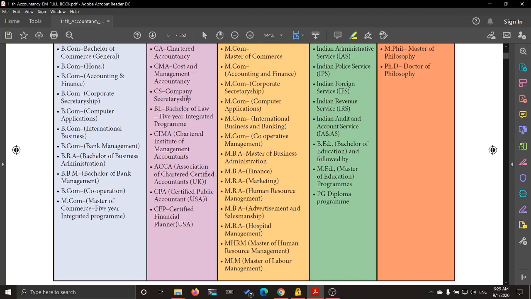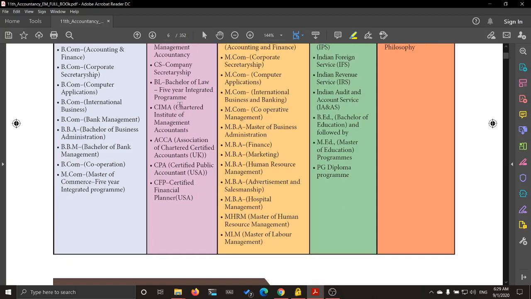This is if you want to become a secretary for a company. This is not a personal secretary. This is the secretary for a company. You have to go for a study of corporate secretaryship. Next, you have BL, Bachelor of Law. This is also an integrated program. Then CIMA, Chartered Institute of Management Accounting. Previously, I think it was called Cost and Works Accounts. Now it is CIMA.